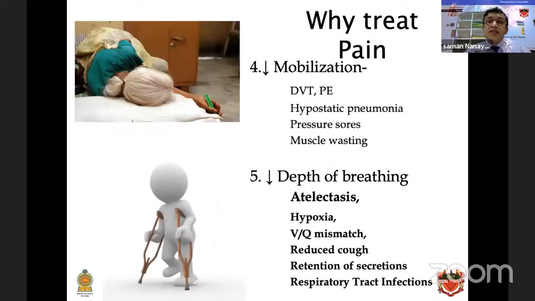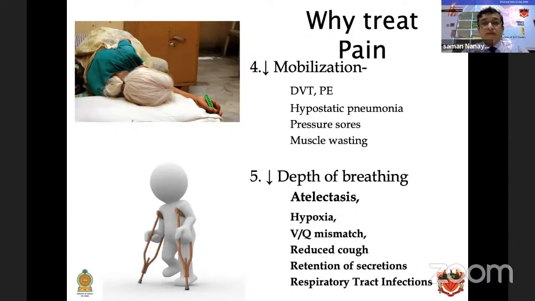And pain will reduce mobilization of a patient. It will lead to deep vein thrombosis, pulmonary embolism, pneumonia, pressure sores, muscle wasting, and it will affect the respiratory system and will lead to reducing depth of breathing, especially when the pain is in the chest or the abdomen. So it will reduce the depth of breathing. Finally, it will lead to atelectasis, may even form a lung collapse, hypoxia.